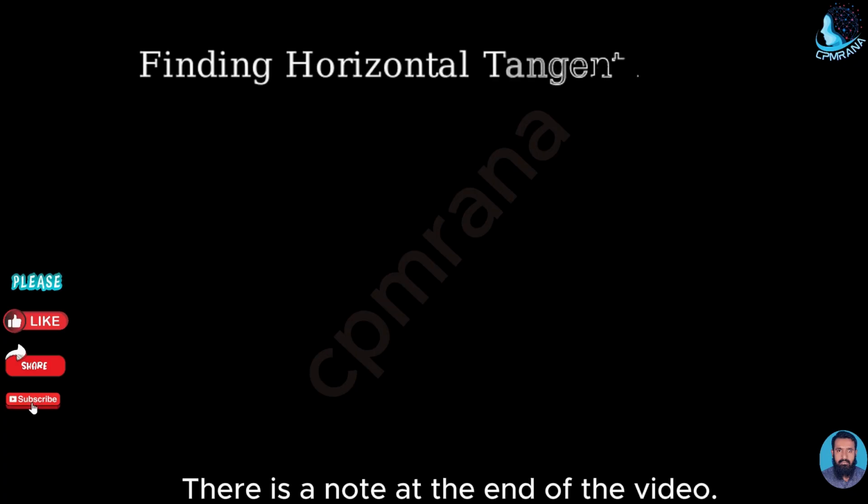Welcome! Today we'll find the points on a cubic curve where the tangent line is parallel to the x-axis. Our curve is y equals x cubed minus 3x plus 2. Let's approach this step by step.